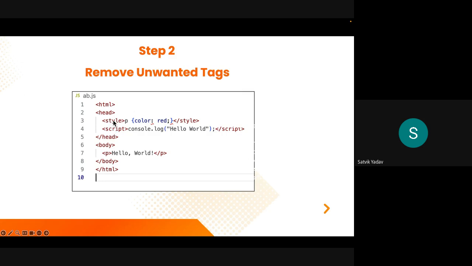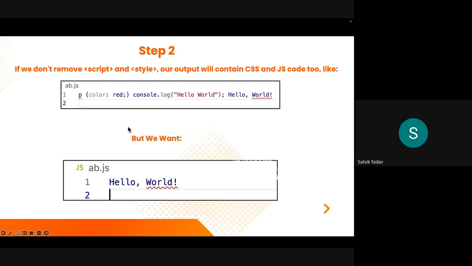Now there are a few things. For example, I want only the content from this. Now if you see, the content is present here. This is a script and style format. So basically, these tags, style and script, are not required for me, so I need to filter them out. If I don't remove script and style, our output will contain CSS and JavaScript code like this. I don't want this.